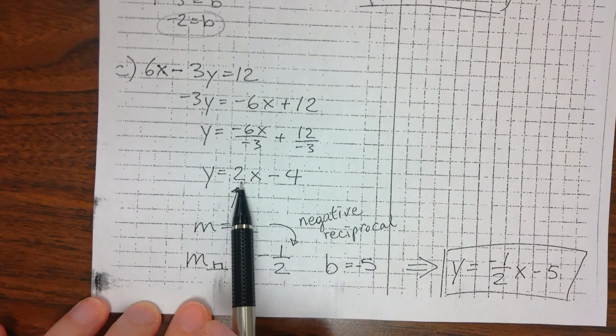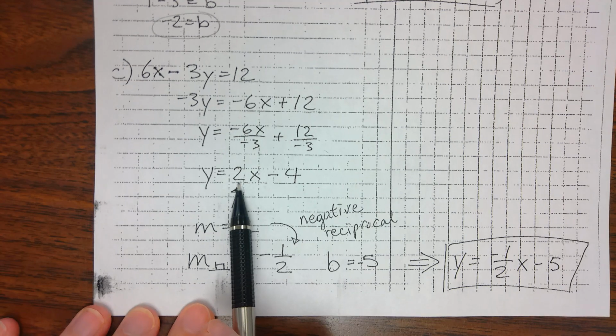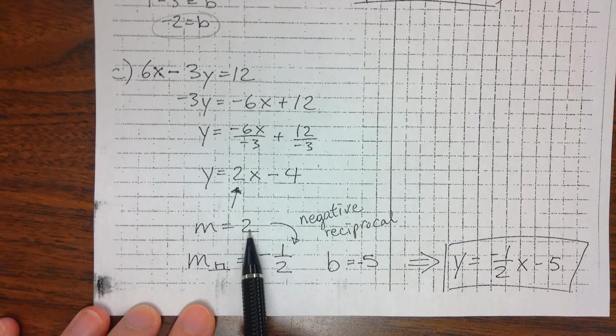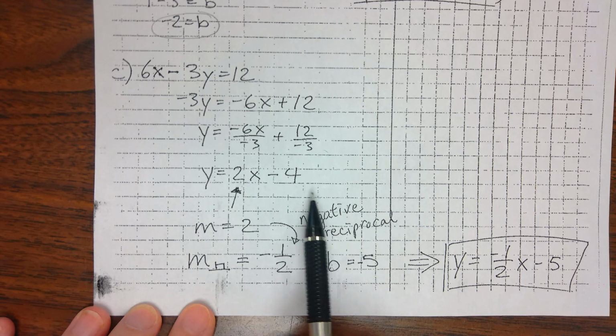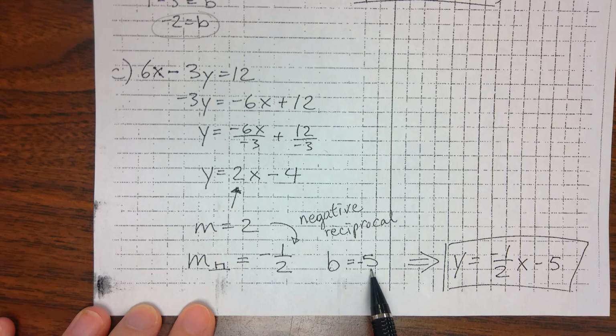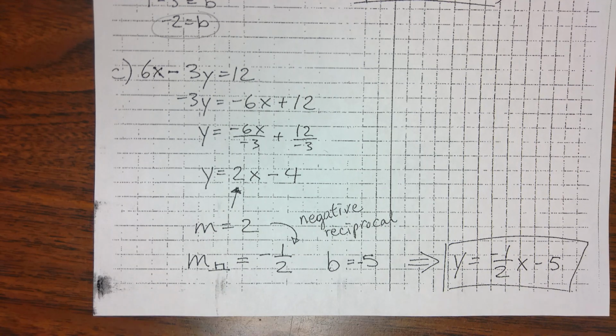So if the line here has a slope of 2, the perpendicular slope would mean it has a negative reciprocal, so -1/2. Right? And the new line has a y-intercept of -5. So when you put it together, this is your equation of the second line.